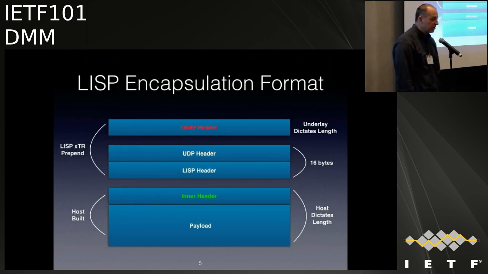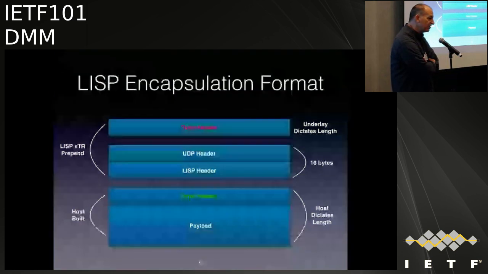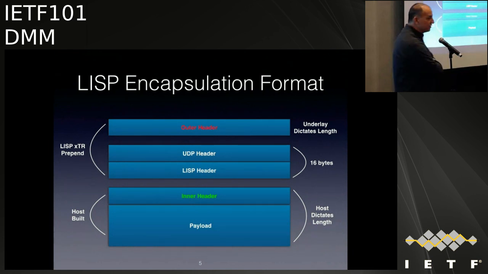Okay, just a quick look at the LISP encapsulation format. The host builds this packet here, and the host dictates the length based on its application. The inner header contains EIDs. The routing system does not see the EIDs. What's added is always a fixed header. So the LISP encapsulation, no matter what features you run, is always 16 bytes.